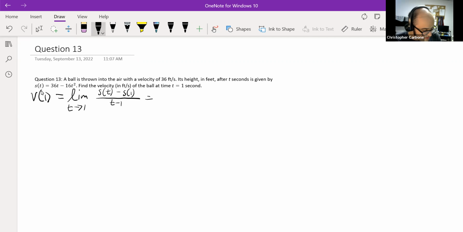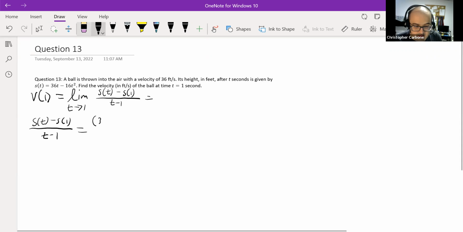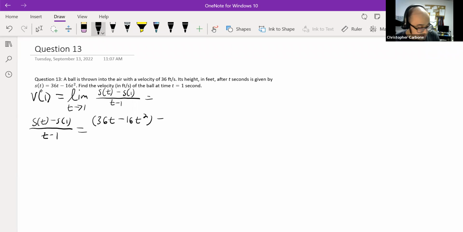So in order for us to find that, let's do the work down here. s of t minus s of 1, divided by t minus 1. We'll place in the function first. This would be 36t minus 16t squared minus, if we put 1 into that function, we would get 20, all divided by t minus 1.